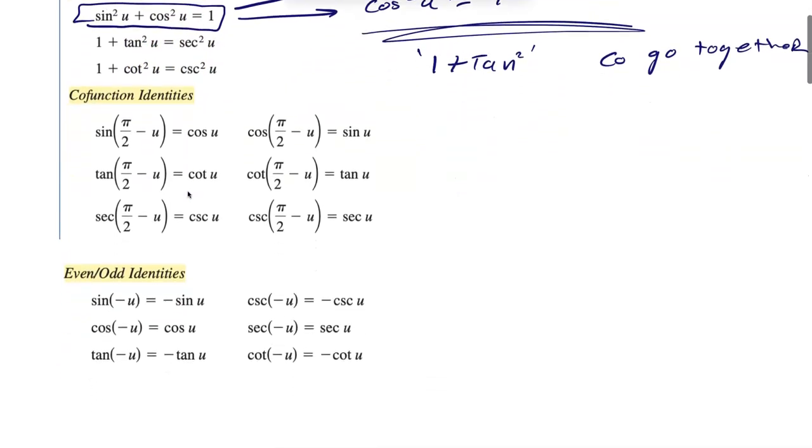These are the cofunction identities. If you take pi over 2 minus an angle u, you get their cofunctions. These are just like, who's their buddy? Sine goes with cosine, tan goes with cotan, secant goes with cosecant. If you just memorize who's buddy, then you're fine. It's pretty straightforward which one goes with which one. It's the way you would probably line them up anyway.